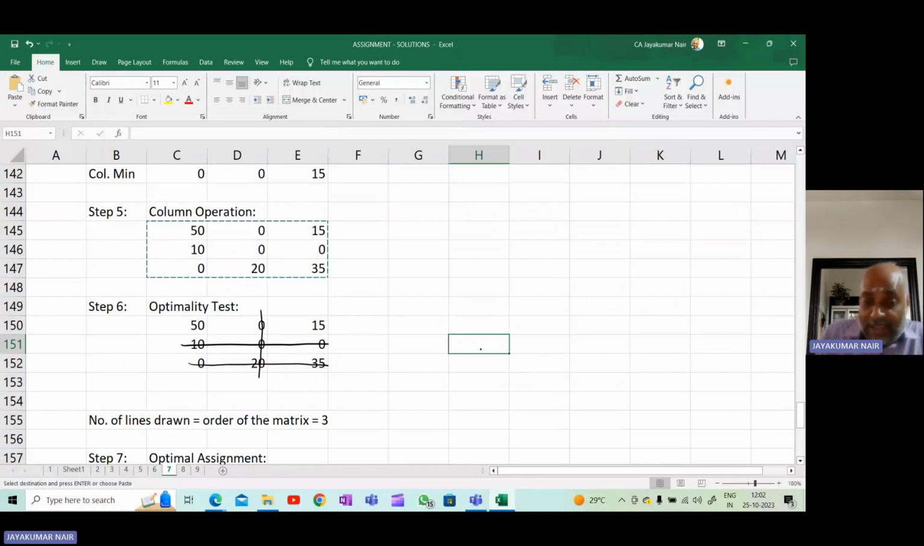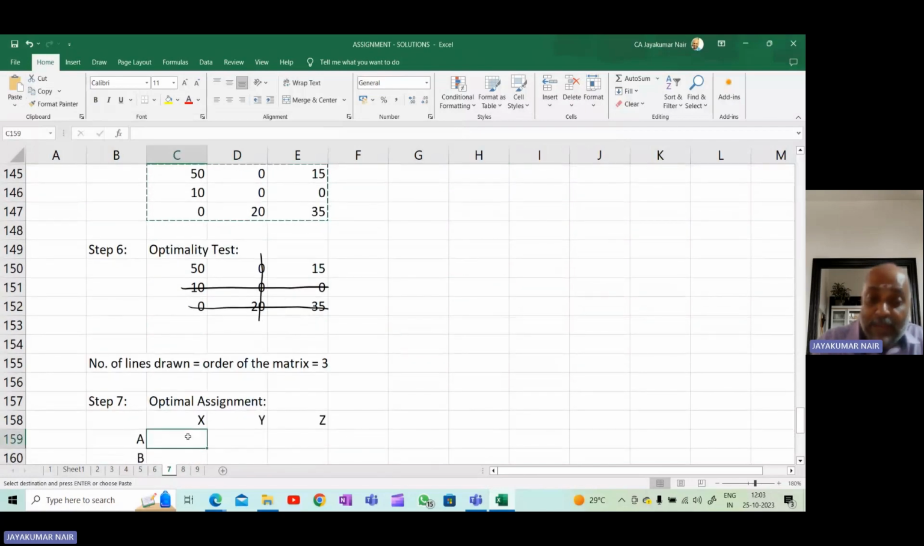If the number of lines drawn is equal to the order of the matrix, that means it is possible for optimal assignment. That means this matrix can be used for optimal assignment. Supposing the number of lines drawn is not equal to the order of the matrix, then you will have to revise the matrix. We have already seen how to revise the matrix in the previous video. Now we will make the optimal assignment.